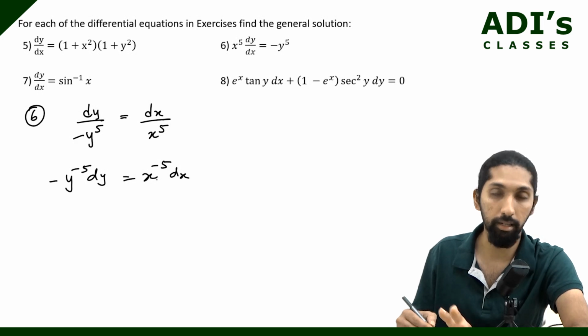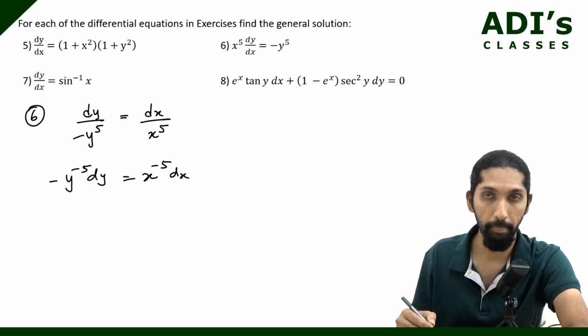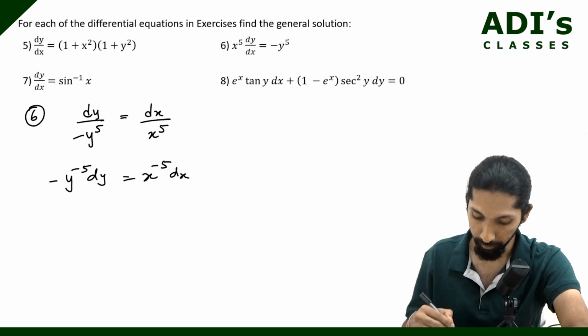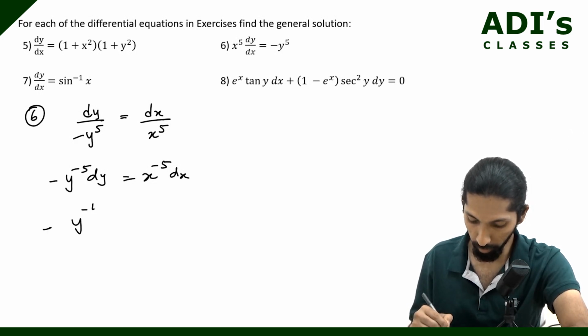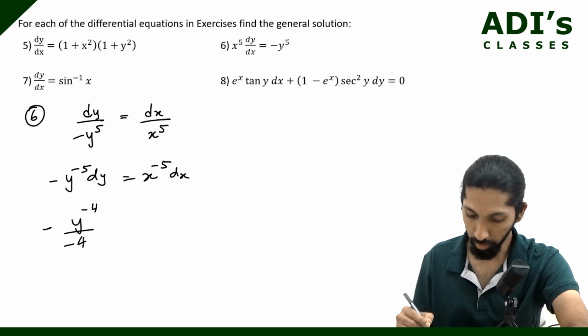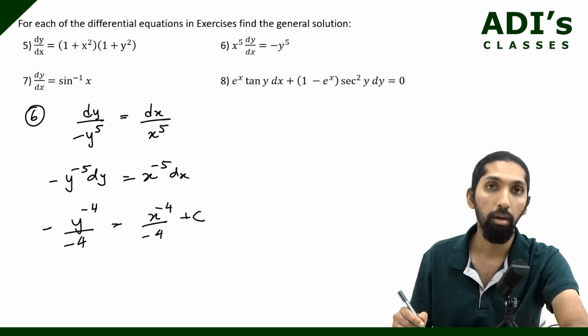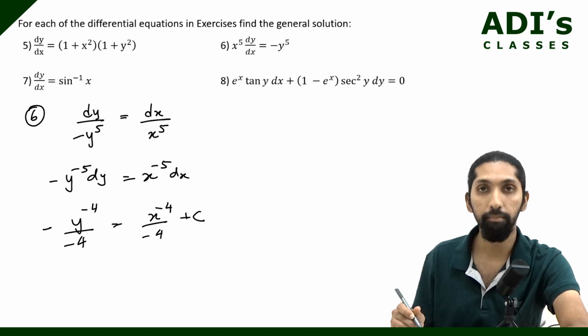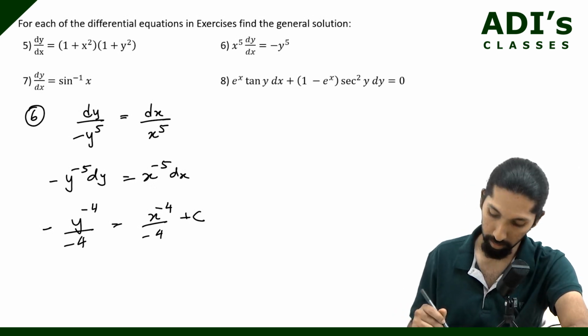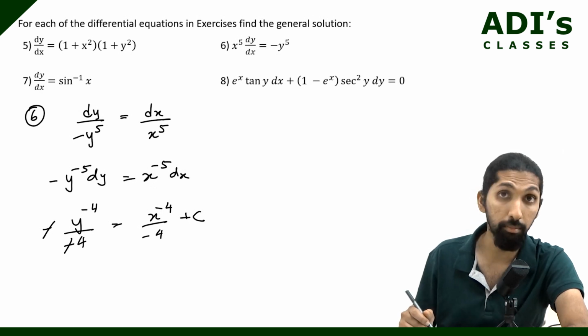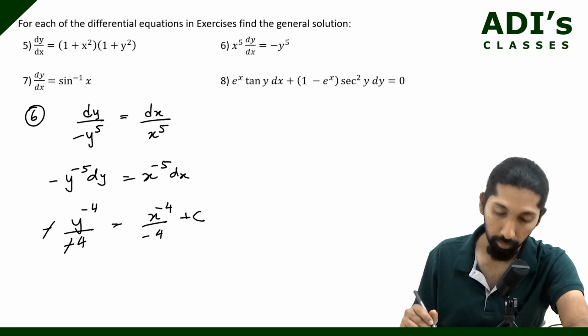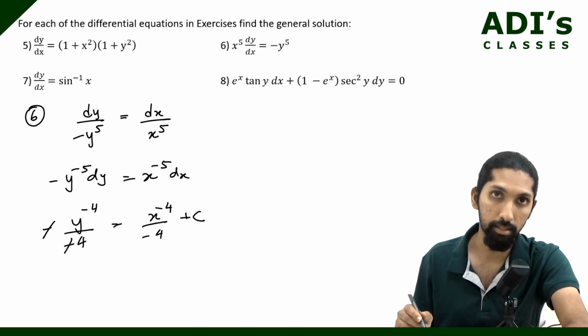Integrate, directly integrate, nothing more, nothing less, very simple. When you're integrating, you have minus y to the power minus 4 by minus 4 is equal to x to the power minus 4 divided by minus 4 plus c. Correct? Here minus minus cancels, it's going to become positive. Take the one on the RHS to the LHS.